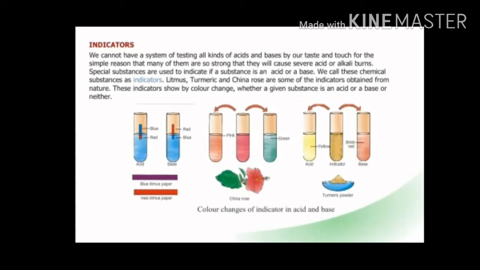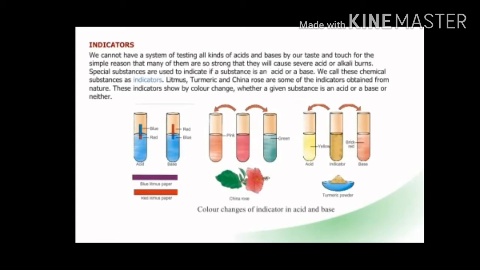Litmus comes in the form of litmus solution and litmus paper. Litmus paper is of two types: red litmus and blue litmus paper. Red litmus paper turns blue in the base. When the red litmus paper is added in the base solution, it turns blue. And the blue litmus paper, when it is added in the acidic solution, turns red.